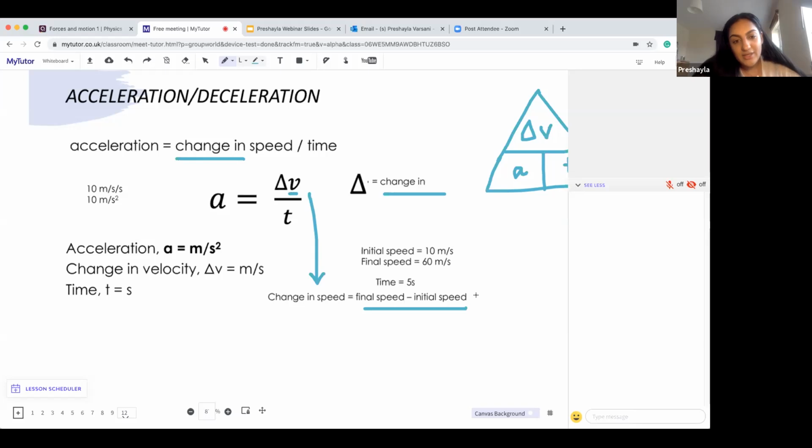The third thing that we need to talk about is the units. The units can get pretty complicated with acceleration. We'll have a velocity in meters per second, and we'll have a time in seconds, which therefore makes our acceleration meters per second squared. So the units for acceleration are meters per second squared.